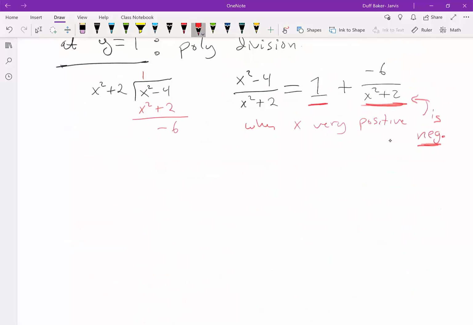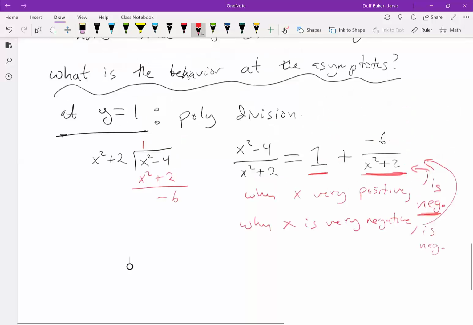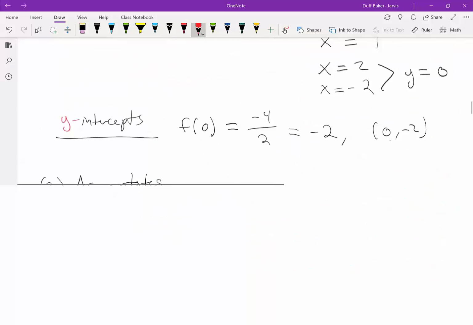When x is very negative, so very far to the left, this part up here is still negative, right? Because the square gets rid of the negative. Okay, so this is always negative, right? Because there's no way the x squared could ever be negative. And so it turns out that on the other side, it does the same thing.